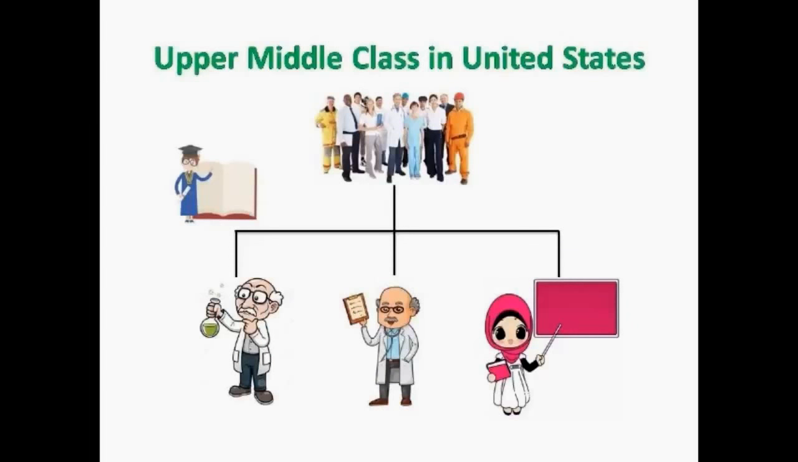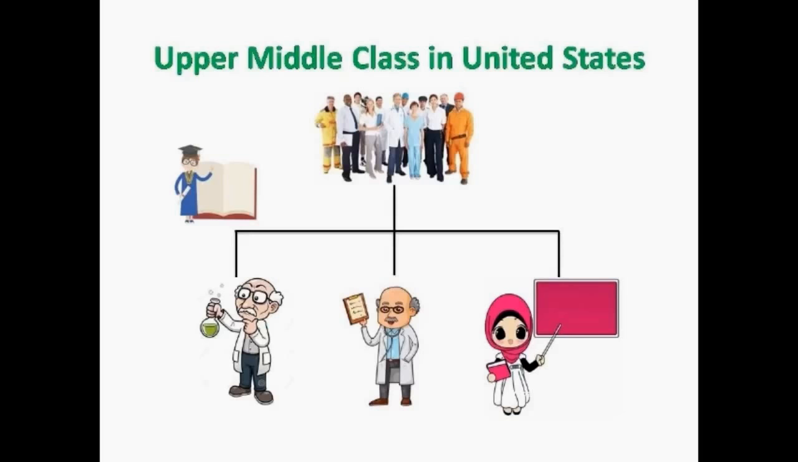These are some examples of the upper middle class in the United States. Most people in the upper middle class are highly educated, such as professor, doctor, and lecturer. Every social class has a different variety of the English language. This means that someone from the upper middle class will use different words than someone from the upper class, or perhaps articulate the word in another way.